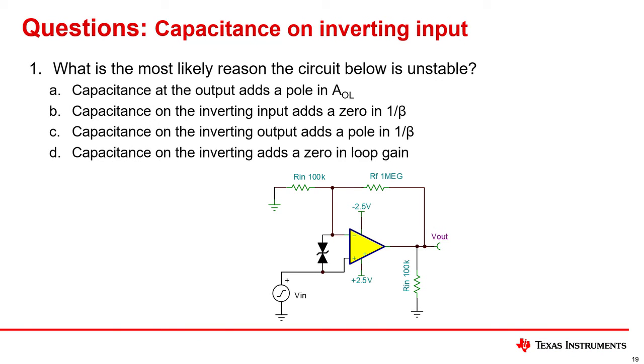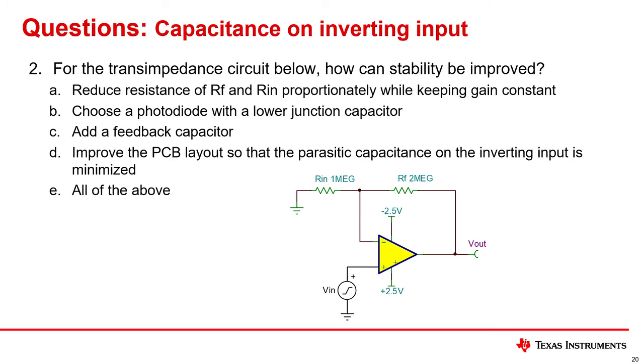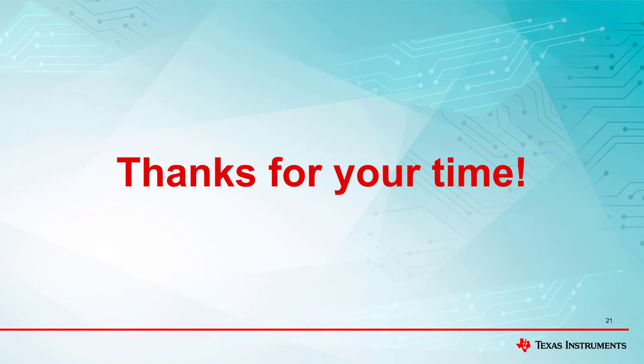Question 1. What is the most likely reason the circuit below is unstable? The answer is B. Capacitance on the inverting input adds a zero in 1 over beta. Question 2. For the transimpedance circuit below, how can stability be improved? The correct answer is E, all of the above.